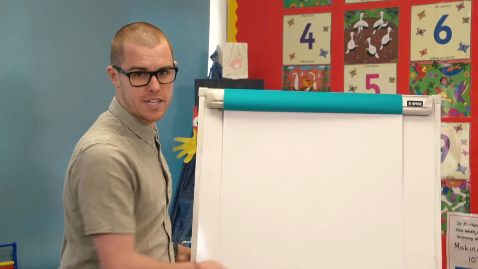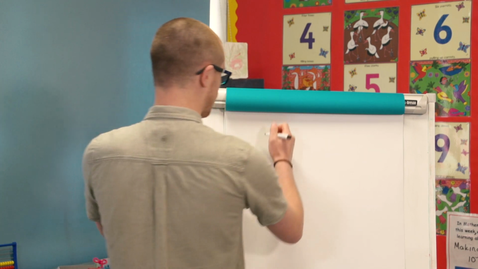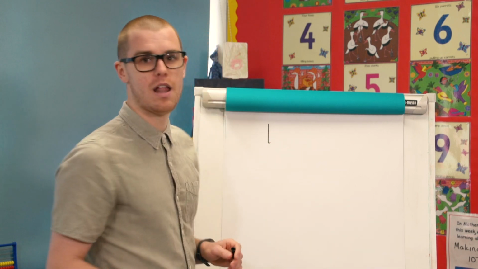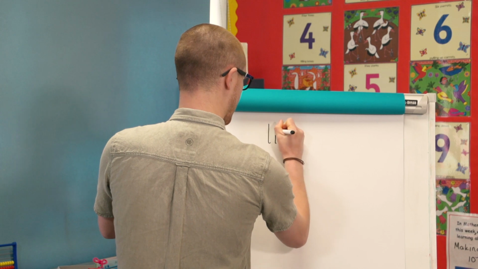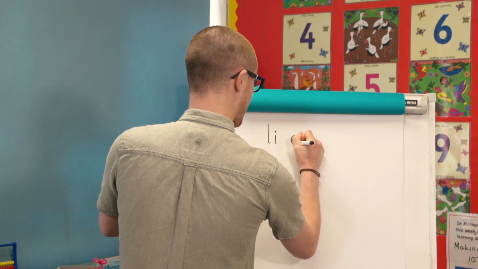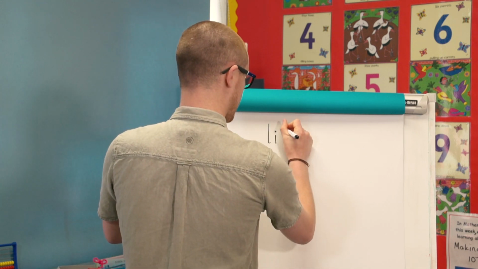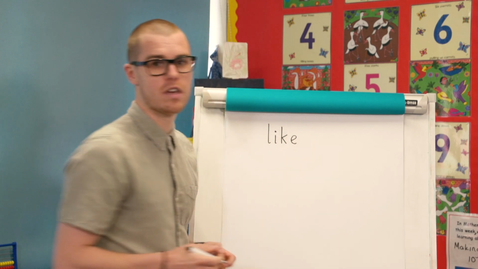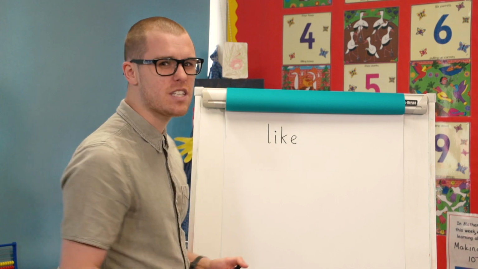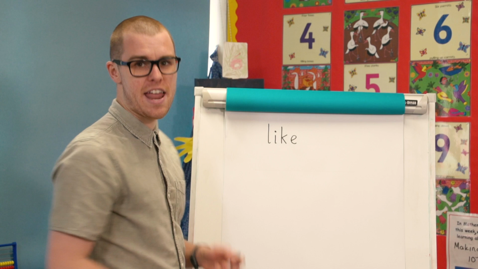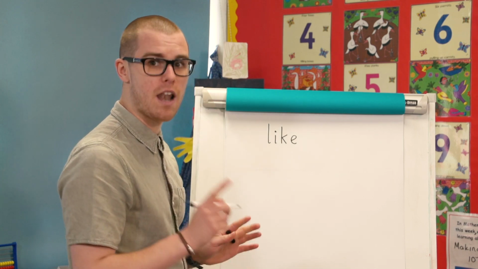Let's spell like. Segment the sounds with me. Like. L-I-K. Let's count how many sounds there are. Like. L-I-K. That's three sounds. Watch me write like. Like. The I needs to be the letter I and the letter E at the end of the word. So when we write it like this.